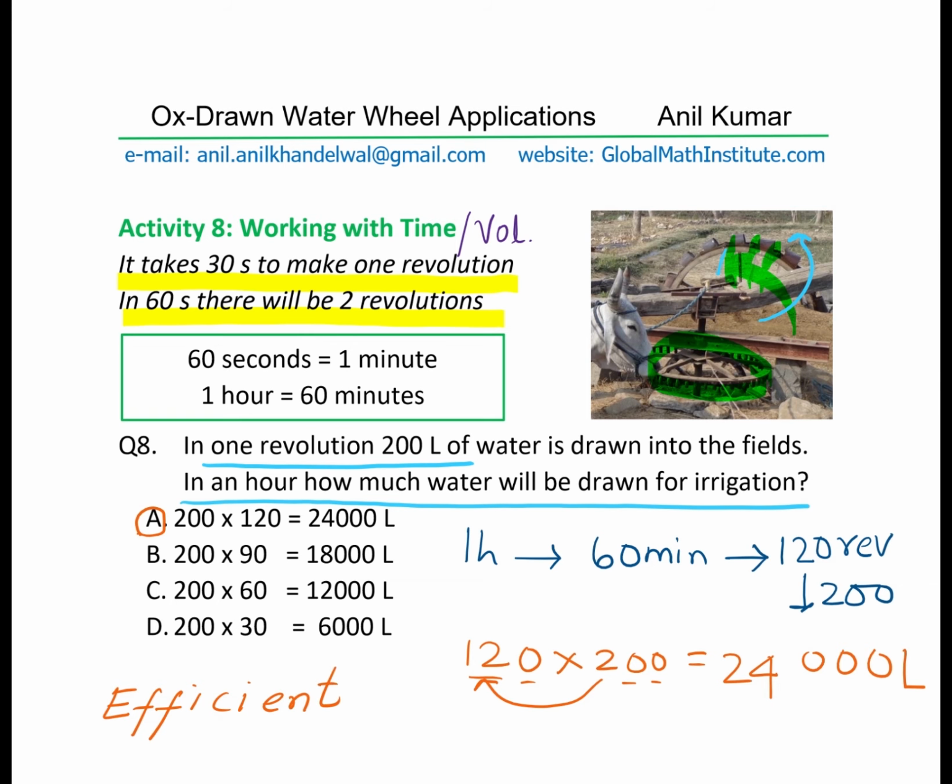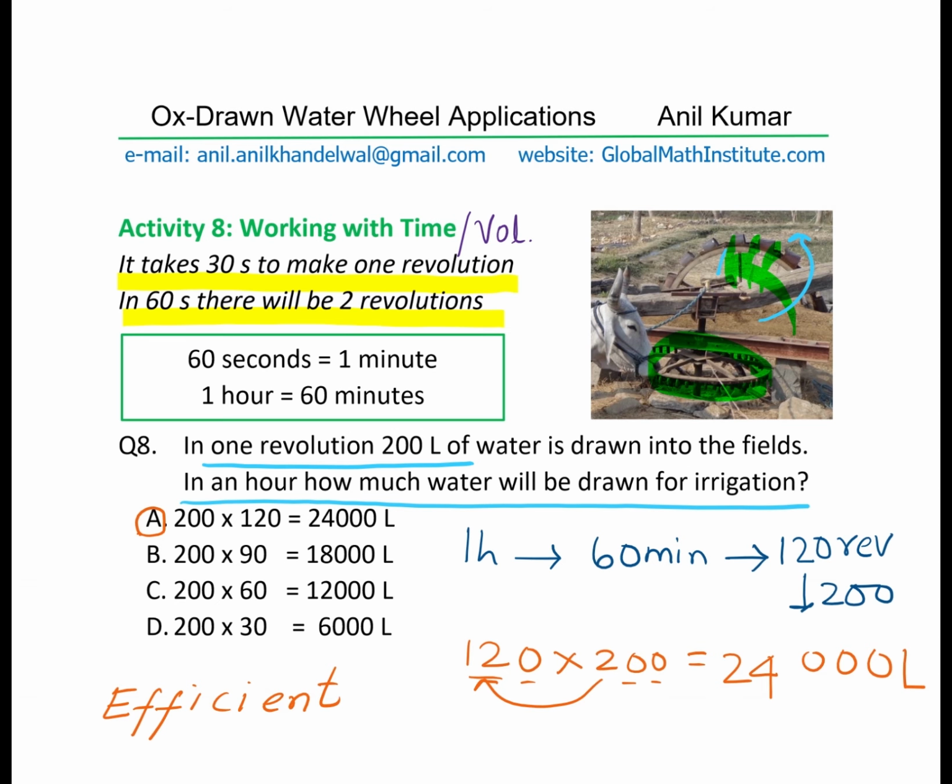You see that? No electricity, no pollution. It is all natural. Now let's look into the next video. I hope this concept is clear to you. So one revolution gives you 200 liters, and we have 120 revolutions. So we'll multiply 120 by 200 to get our answer, which is 24,000 liters.